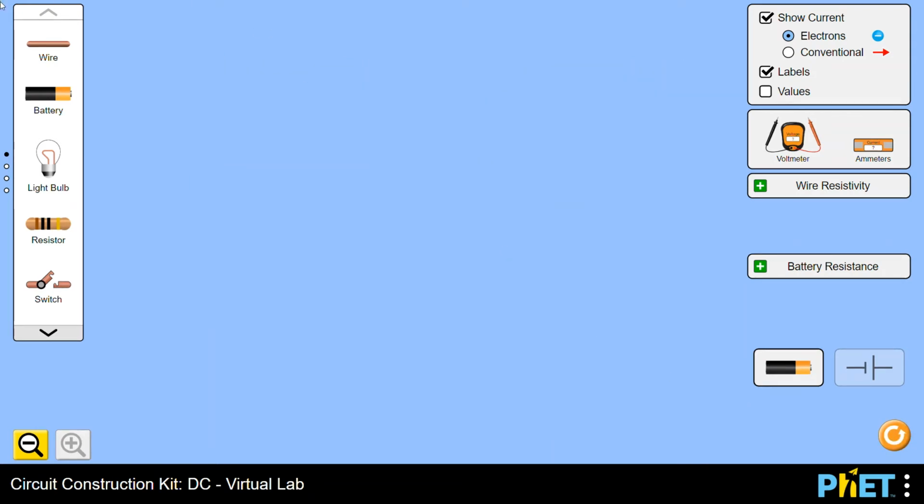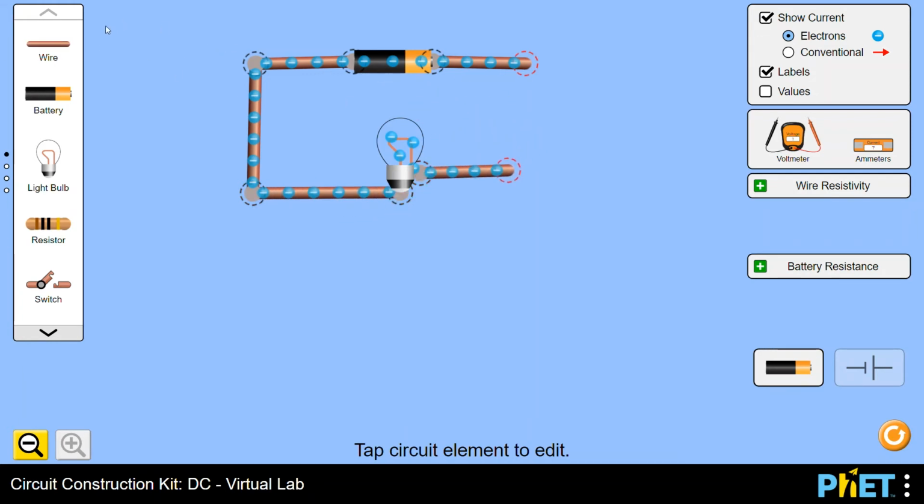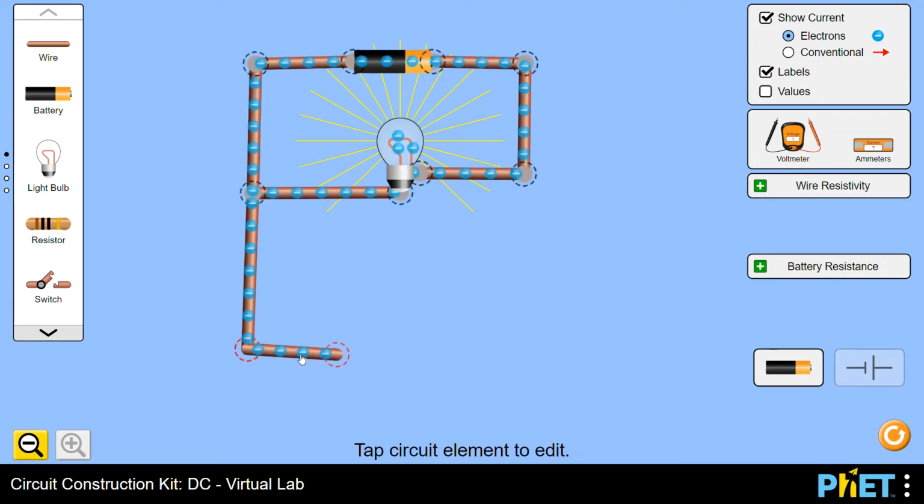So potential difference is shared, the current stays the same for a series circuit. Let's reset, and now we're going to build a parallel circuit. So this time I'm going to have my two bulbs in parallel, and then I'm going to measure the potential difference across them and the current through each of the branches of my circuit. So let's just finish building this.